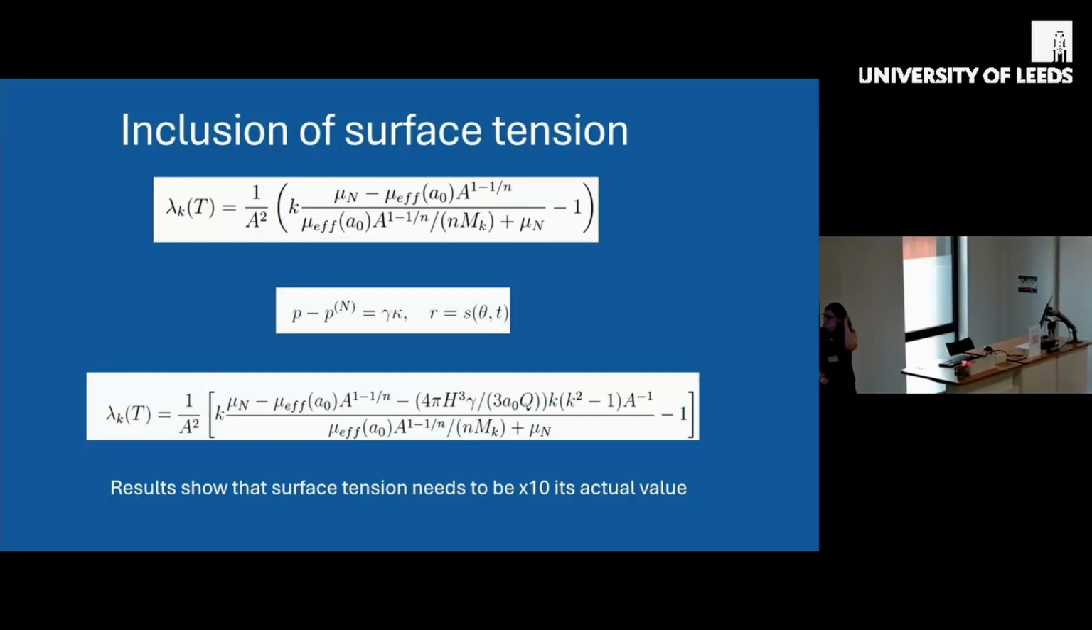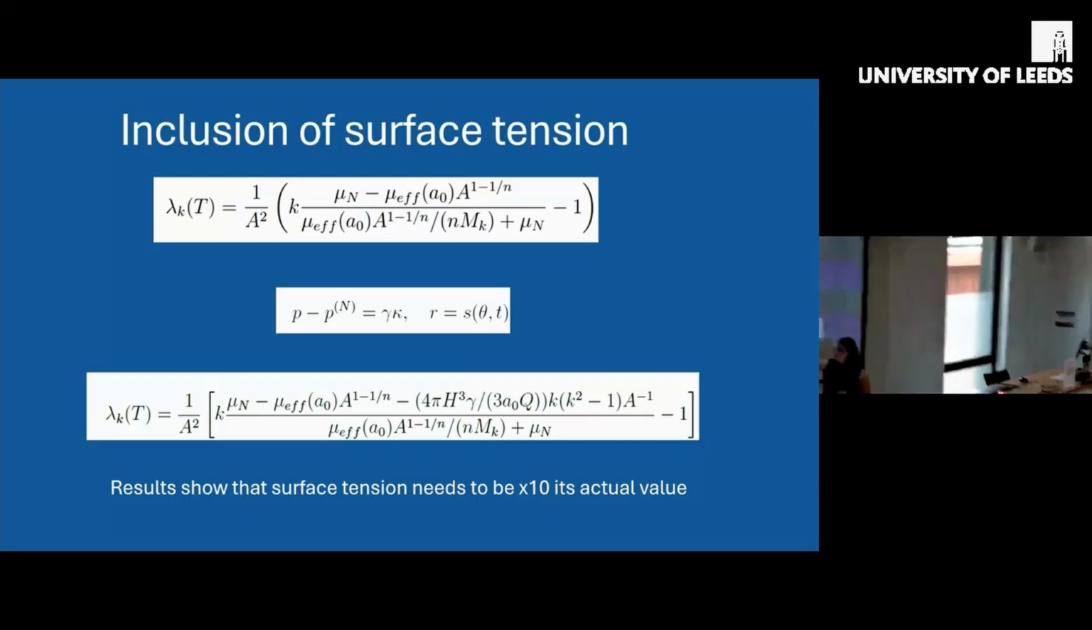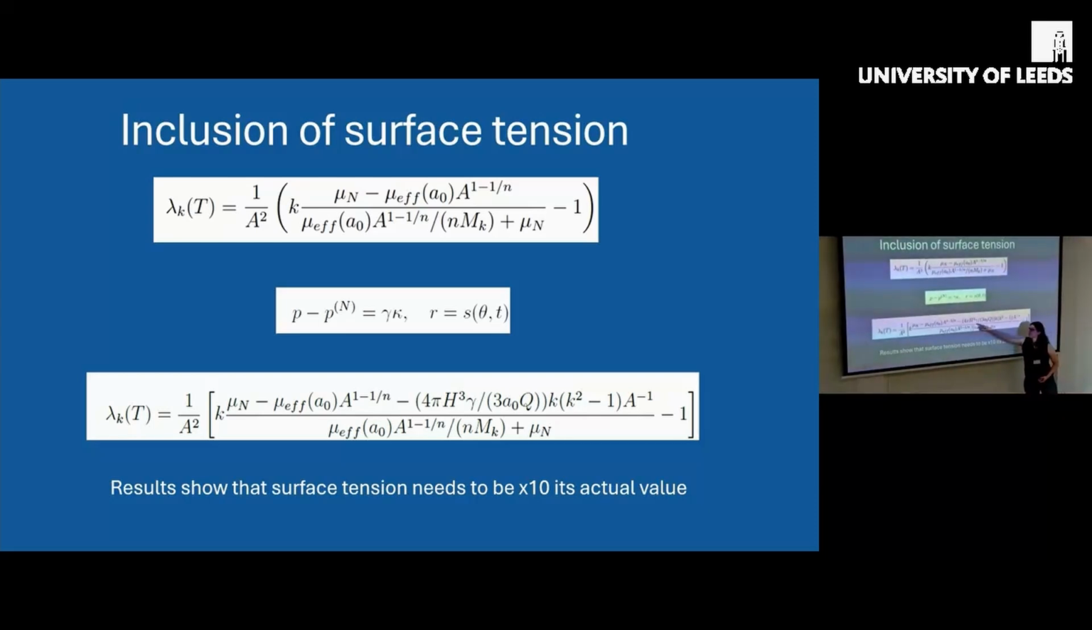Well, xanthan gum is a water-based solution and silicone oil is an oil. So my first thought was, must be surface tension. Must be significant. So I redid the calculations, incorporating surface tension. We get a modified lambda k, we get this additional term here. You can see that for large mode numbers, it will become very large negative, so it stabilizes large mode numbers.